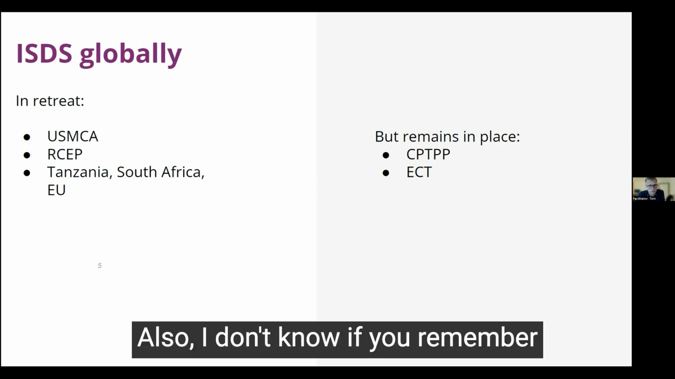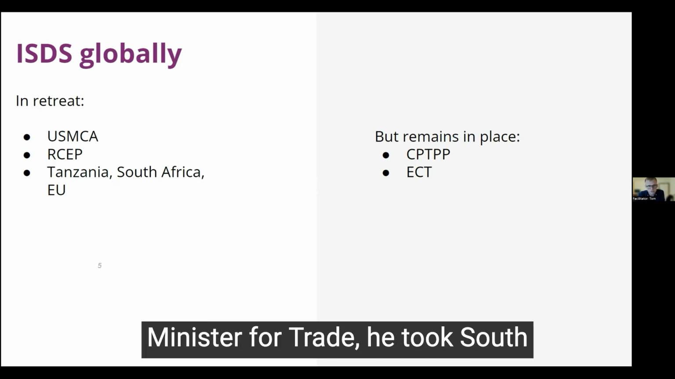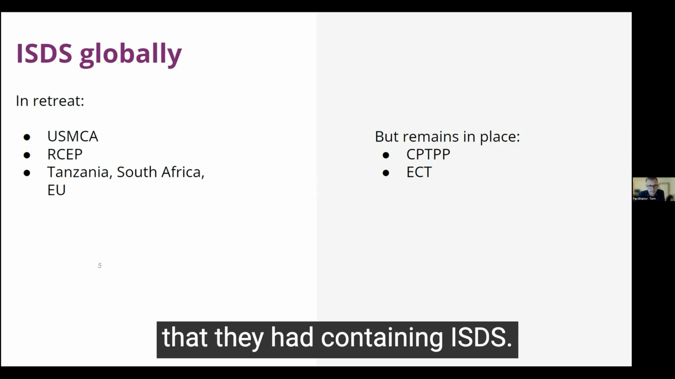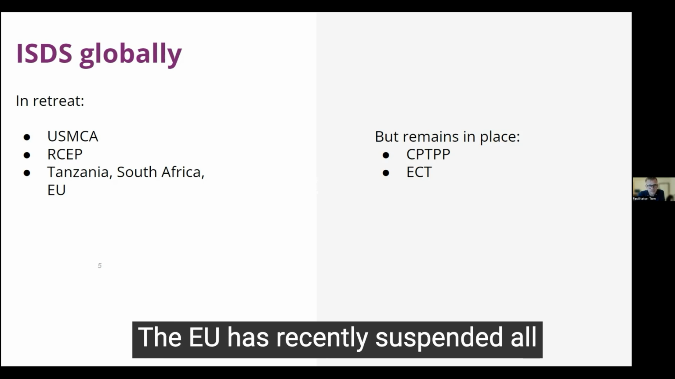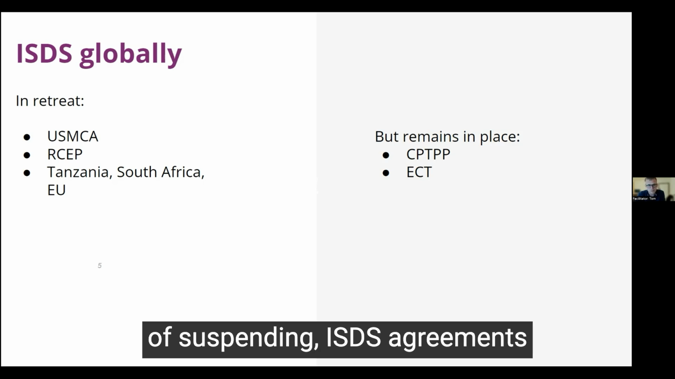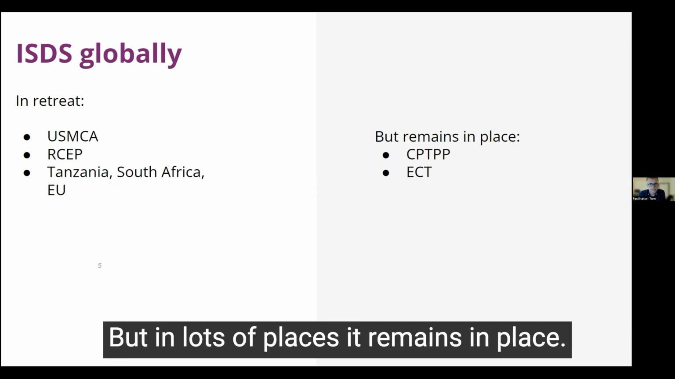Also, I don't know if you remember Rob Davies, the South African minister who spoke. When he was Minister for Trade, he took South Africa out of all of the agreements that they had containing ISDS. And other countries, Tanzania, Colombia, have done the same. The EU has recently suspended, or at least started the process of suspending, ISDS agreements between countries in the EU. But in lots of places, it remains in place.